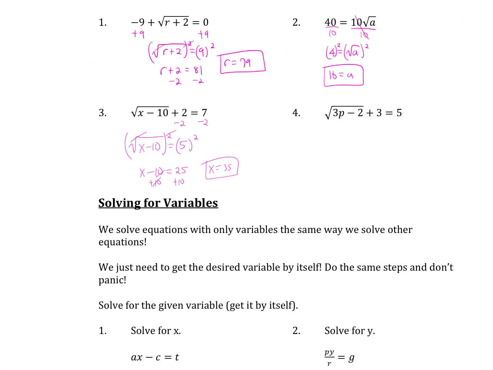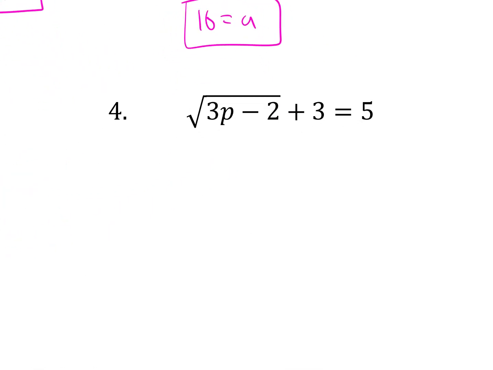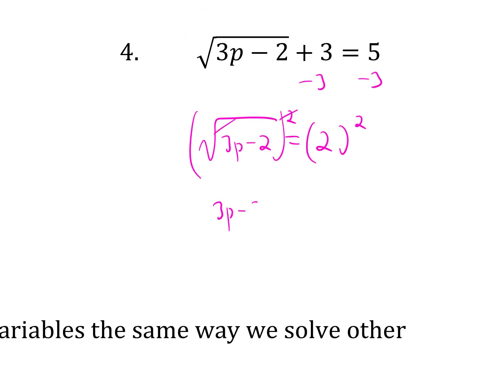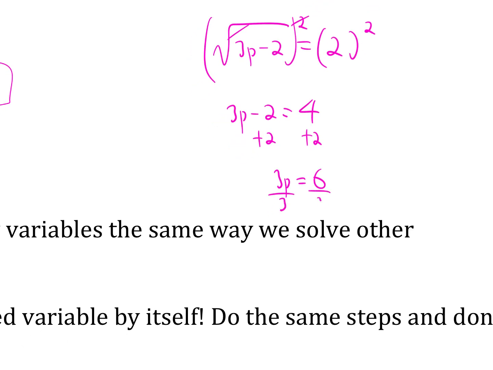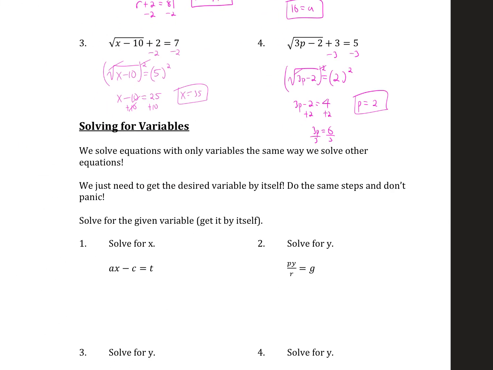All right, last one, make sure you try number 4 if you haven't yet. All right, we need to get the square root by itself. What we need to do first, subtract 3. So we got square root of 3p minus 2 equals what, 2? How do we undo a square root? Square both sides. So now we get 3p minus 2 equals 4. Now we're to a normal solving here. How do we get 3p by itself? Add 2, so we get 3p equals 6. Divide by 3. p equals 2. All right, nice.